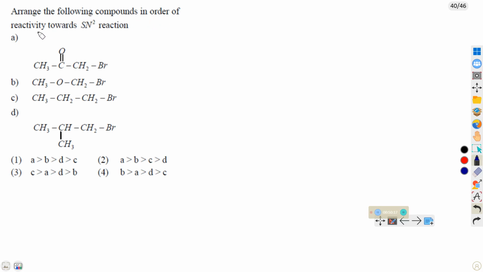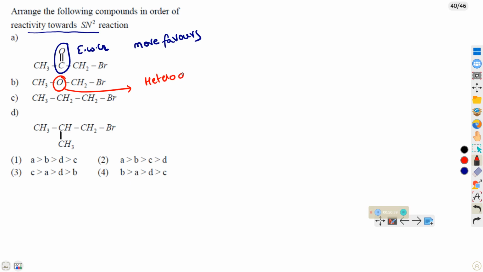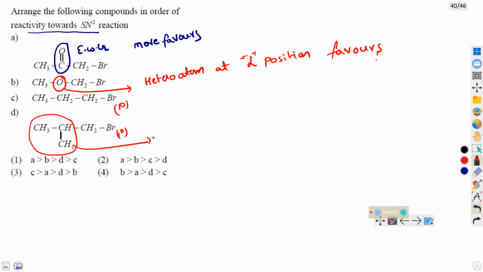Arrange the following compounds in order of reactivity towards SN2. What is the condition? An electron withdrawing group favors more. After that, a heteroatom at the alpha position favors. Here both are 1 degree only, 1 degree alkyl halide. This is considered a bulky group. A bulky group favors less. So based on this, A greater than B greater than C greater than D.